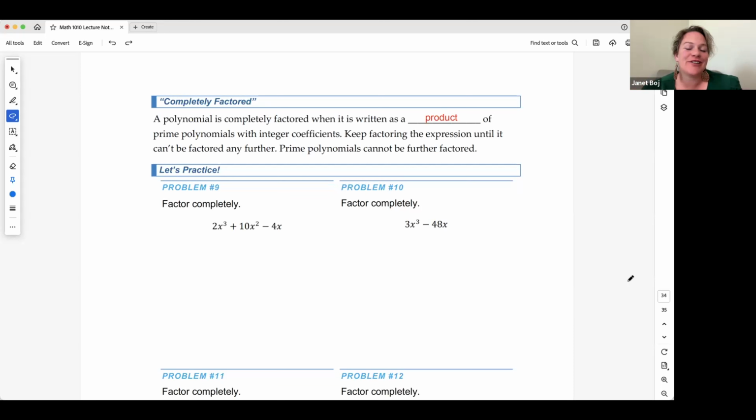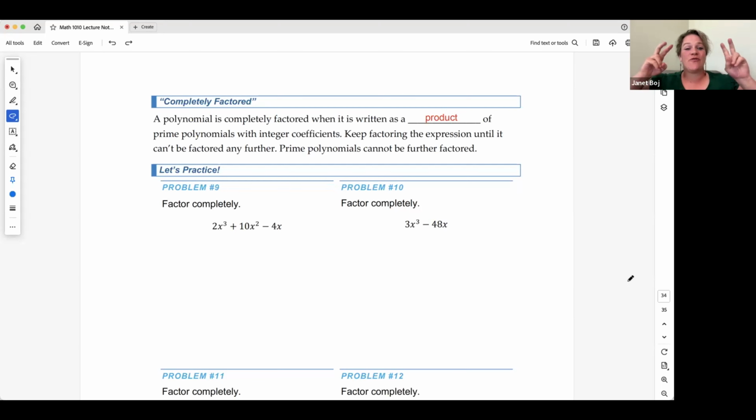Hi, today we're going to be discussing section 3.7, sum and difference of cubes, and a general approach to factoring. In this video, we'll talk about the general approach to factoring and do problem number 9 through problem number 12.